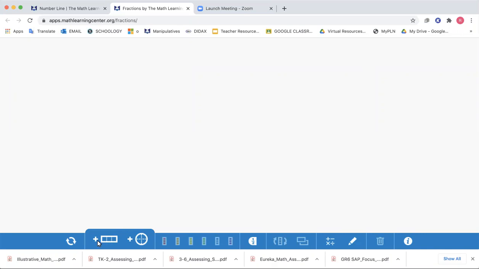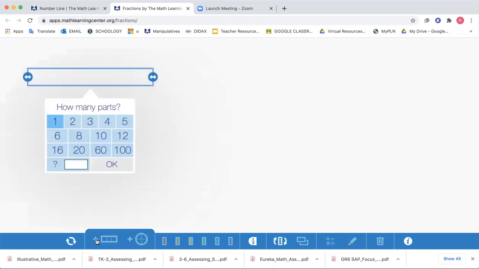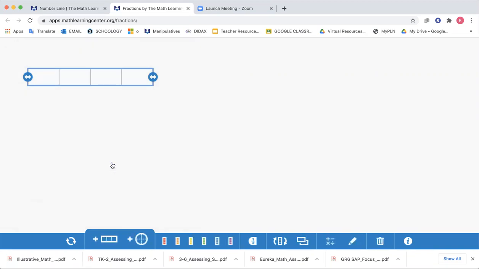So I'm going to build some models. I'm using mathlearningcenter.org. I typically like to use bar diagrams to represent fractions. So I'm going to work with fourths today. And I'm going to go to the bottom here and shade in 3/4.